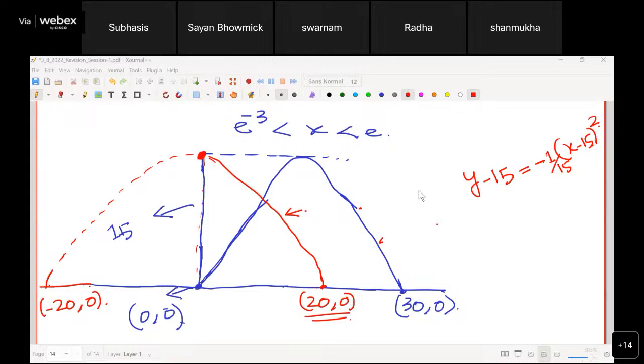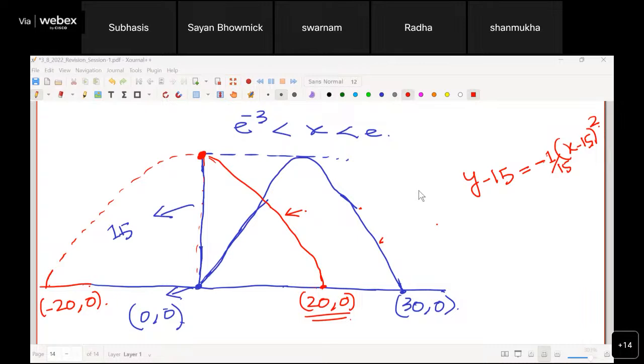Yeah, tell me. So, sir, when I was solving this question, we just cannot put anything in the place of a, right? We have to write y minus 15 is equal to, since it's an inverted parabola, minus a into the vertex form of the equation. So that's what I did.